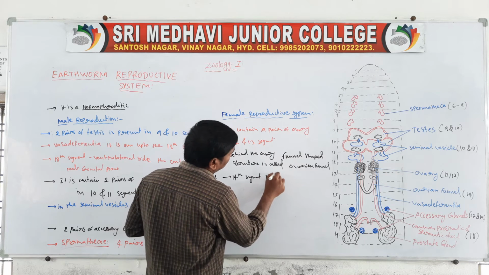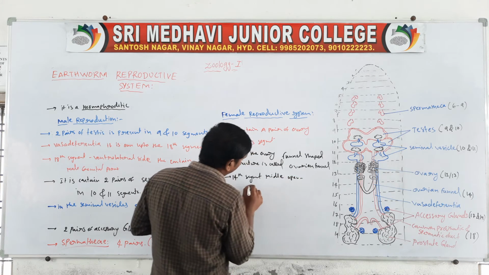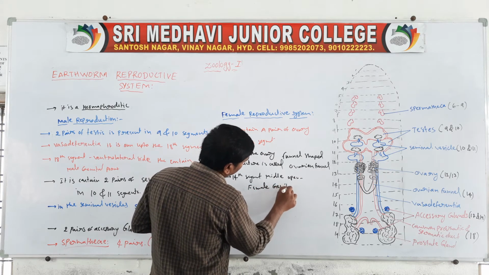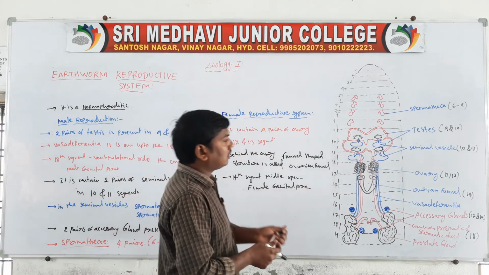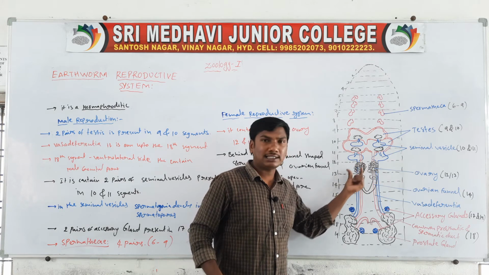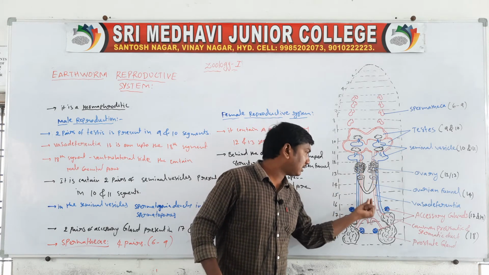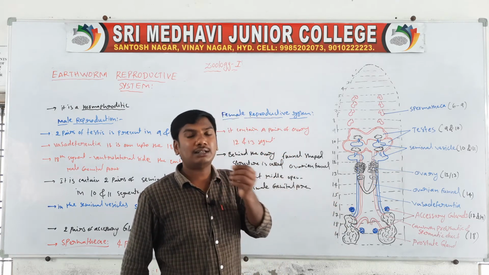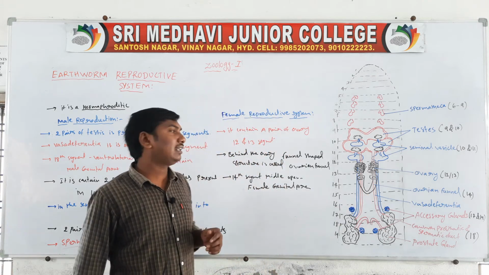In the middle of the 14th segment, they open into the female genital pore. To revise: a pair of ovaries is present between the 12th and 13th segments. Behind the ovary there is a funnel like structure. These two structures connect to the 14th segment and open to the exterior in the middle of the 14th segment, which is called the female genital pore.